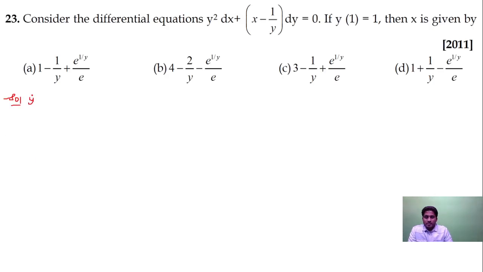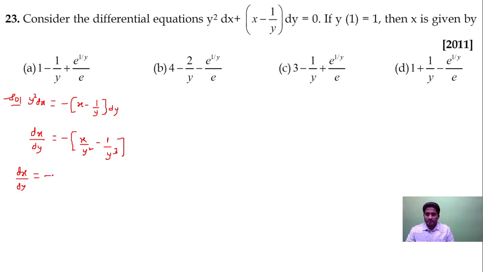I can write this as y square into dx is equal to minus of (x minus 1) upon y into dy. From this I can write dx by dy is equal to minus x by y square minus 1 by y cube. So dx by dy is equal to, this will be actually a linear differential equation, minus x by y square minus and minus is plus, this is 1 by y cube.